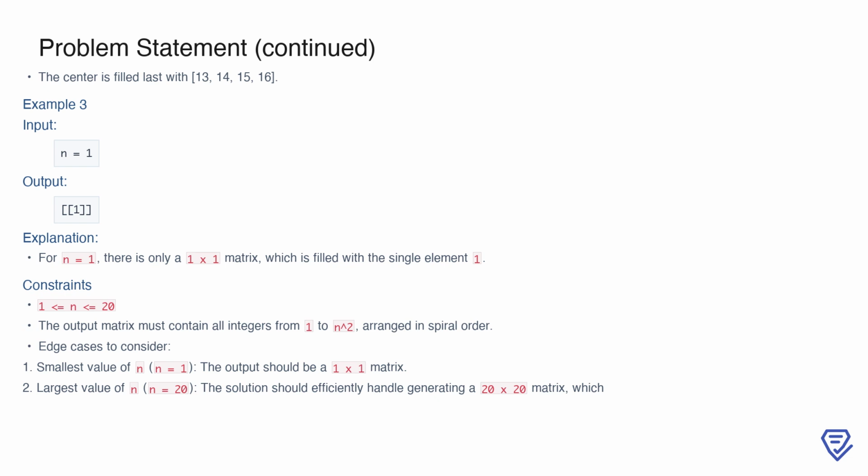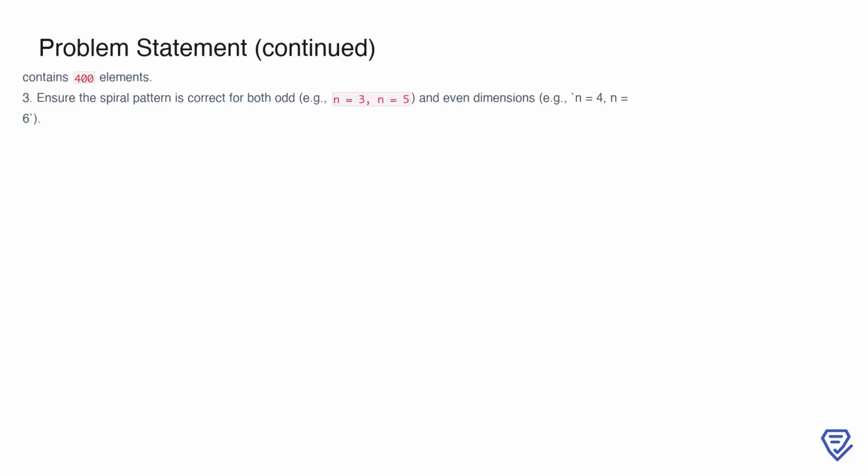The problem also specifies some important constraints. The input n will always be between 1 and 20. The output must contain all numbers from 1 to n-2, and these numbers must follow the spiral pattern described. Special cases to consider include the smallest value of n, which produces a tiny matrix, and the largest value of n, which results in a much larger grid. When n is at its maximum value of 20, the output matrix will contain 400 elements. It's important to ensure that the algorithm can handle this efficiently.